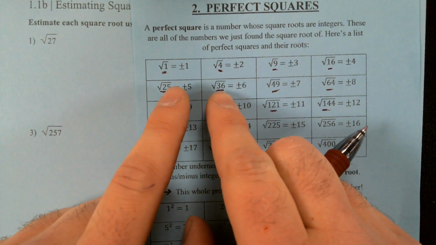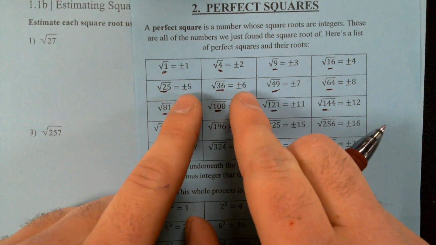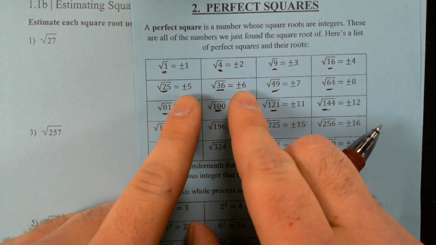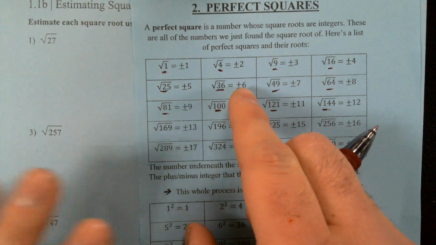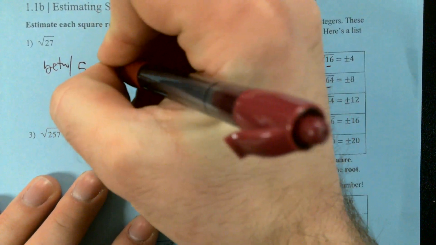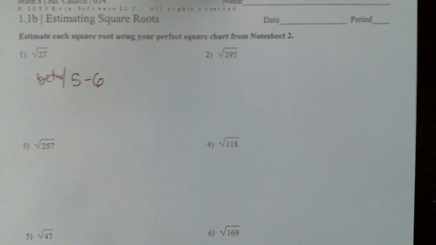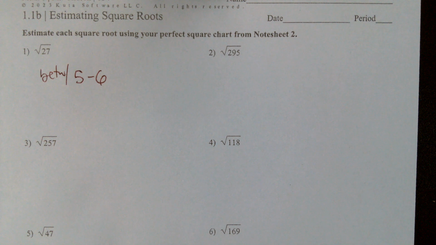So our answer here is going to be not between 25 and 36, but between 5 and 6. We're looking for the roots here. Between 5 and 6. And that's all you need to write on the front.